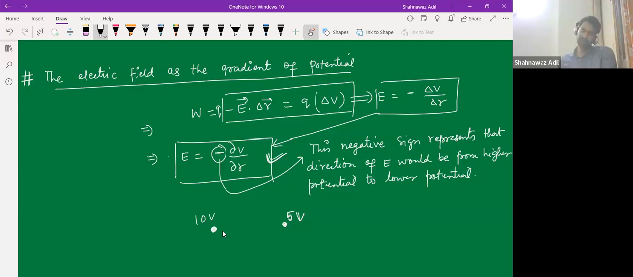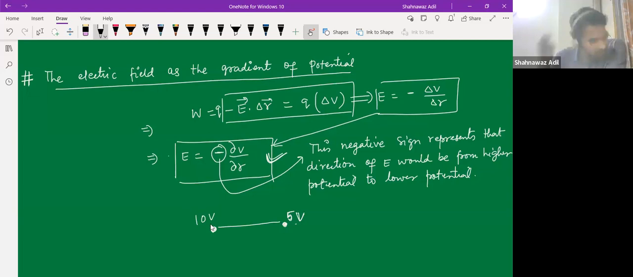So the direction is left to right, from lower to higher. I mean, from 10V to 5V. So it is right to left, right? Right to left. Okay, so this is okay. Yeah, what am I saying? Right to left.